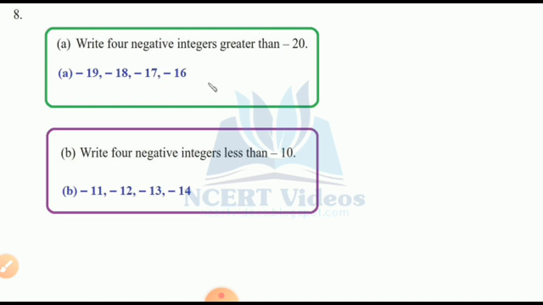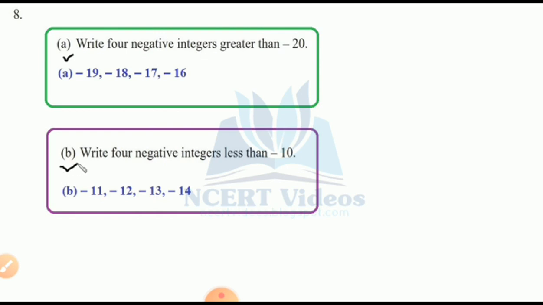Ulta. Less than -10. Less than means bigger numbers, minus bigger numbers. And infinite. Countless. You can write as many as they ask. 4 only. Write 4 numbers. -11, -12, -13, -14 are the answers. Anyone has doubt regarding this one? No. It's easy. So simple.